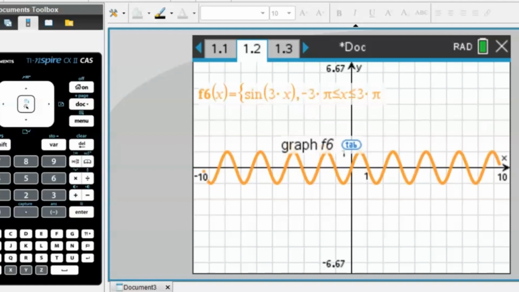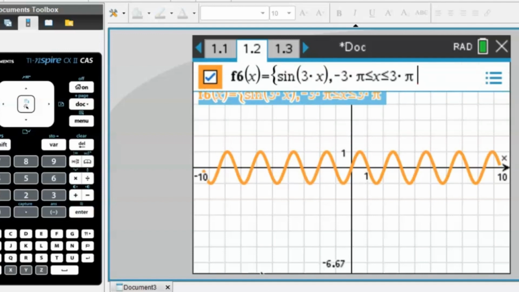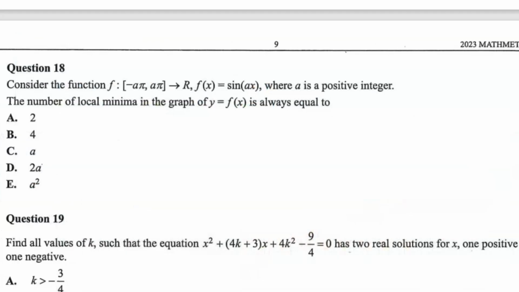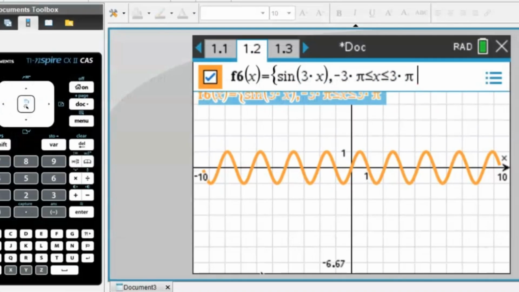What do they say? The number of local minima in the graph y equals f of x is always, well, it's not 2 and it's not 4, because we actually changed the a value. For a equals 3, counting 1, 2, 3, 4, 5, 6, 7, 8, 9, it's 9. It's like squaring the a, isn't it? Because that's 9. So let's say 4. What happens if I make it 4? Will it make it 16?